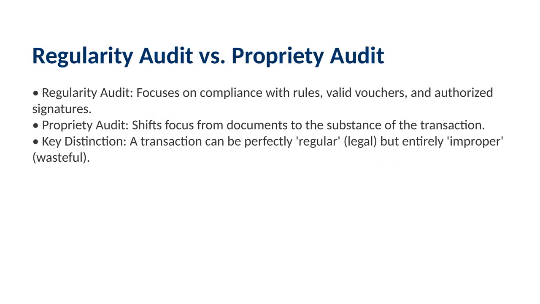Now, here is the most important distinction you need to make for your exams: the difference between a regularity audit and a propriety audit. In a regularity audit, the auditor is primarily concerned with whether the rules were followed. Did we have the proper voucher? Was the sanction signed by the authorized officer? If the paperwork is correct, the regularity audit is satisfied. However, a propriety audit goes much deeper. It shifts the focus from the documents to the substance of the transaction. It asks, was this expenditure actually appropriate, and was it prudent?